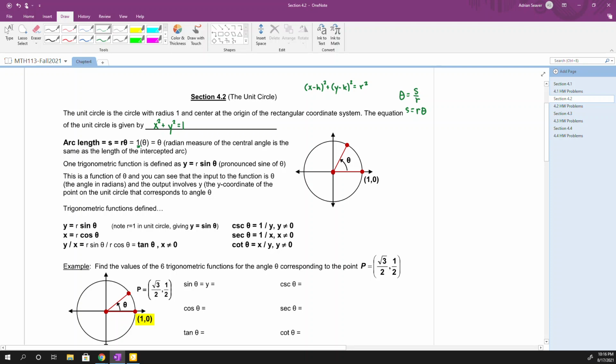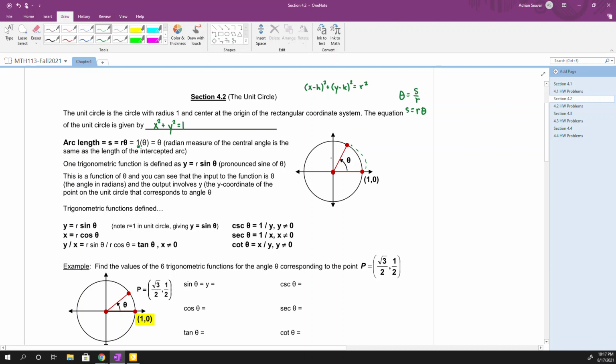That's a unique feature of the unit circle: the arc length to any point you pick on it is exactly the same as the radian measure of the angle that creates that arc length. Kind of interesting. Now what we really want to do is define two or three trigonometric functions, and they're going to give rise to three other trigonometric functions.